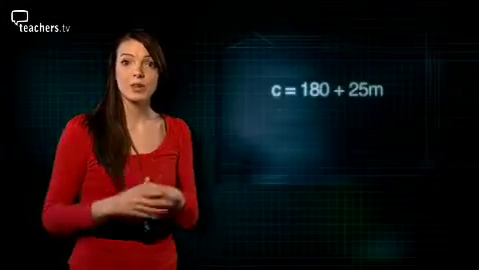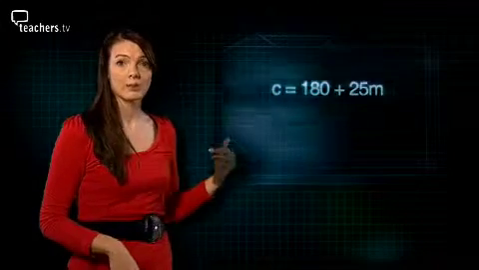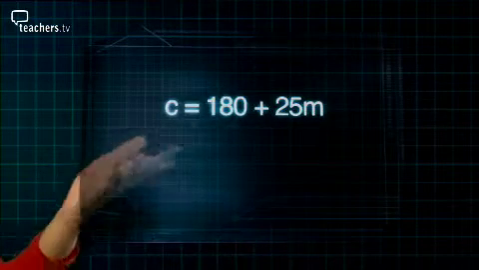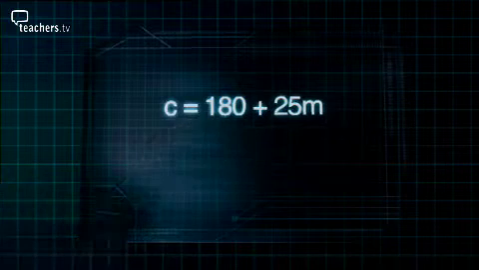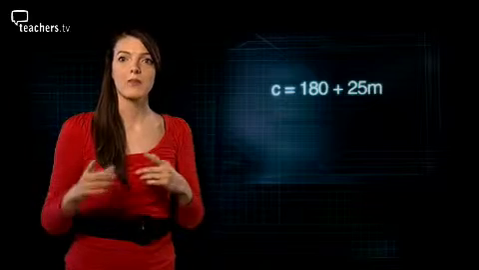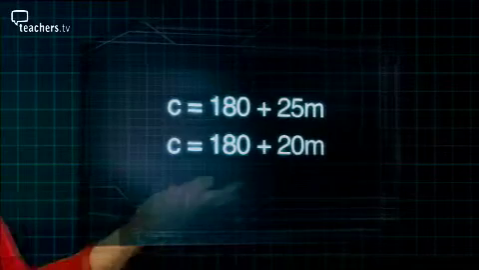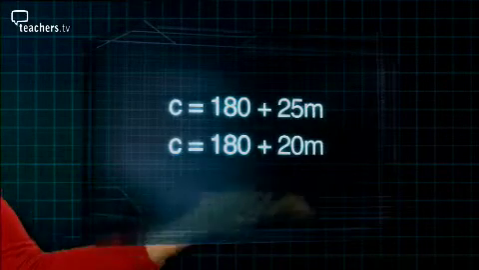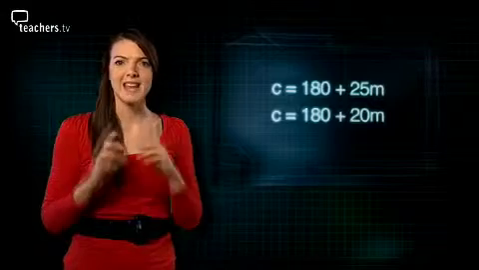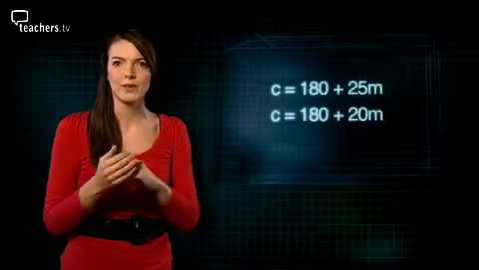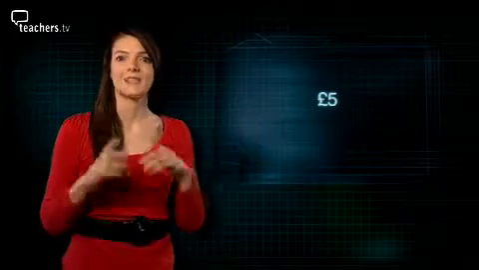And we can use this to create a formula for our new line. And that formula is C equals 180 plus 25M. And if you remember back to that original formula that we had, that was C equals 180 plus 20M. Now this means that Dave is already paying £20 for his normal phone usage, and that leaves £5 for his internet usage per month. And we know that each day the internet costs 25p.